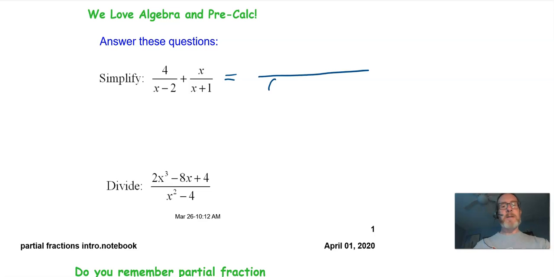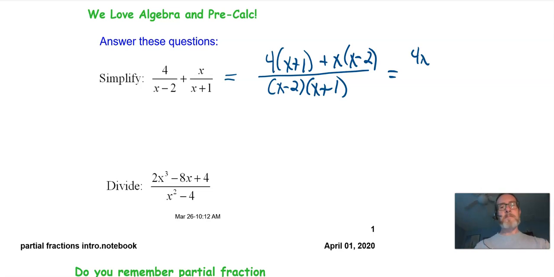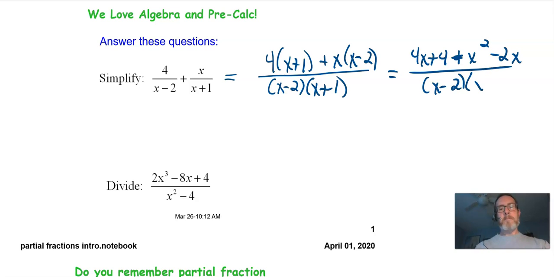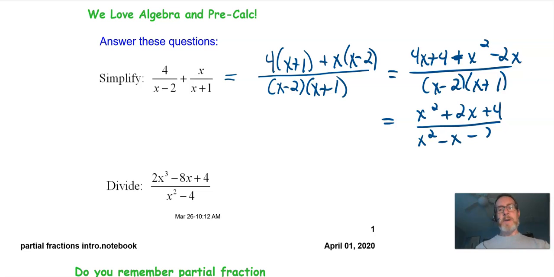So the first thing is come up with a common denominator, and then we'll change the numerator. So the 4 will get multiplied by x plus 1, the x will get multiplied by x minus 2, and if we combine like terms, we'll wind up with x squared plus 2x plus 4, all that over x squared minus x minus 2.